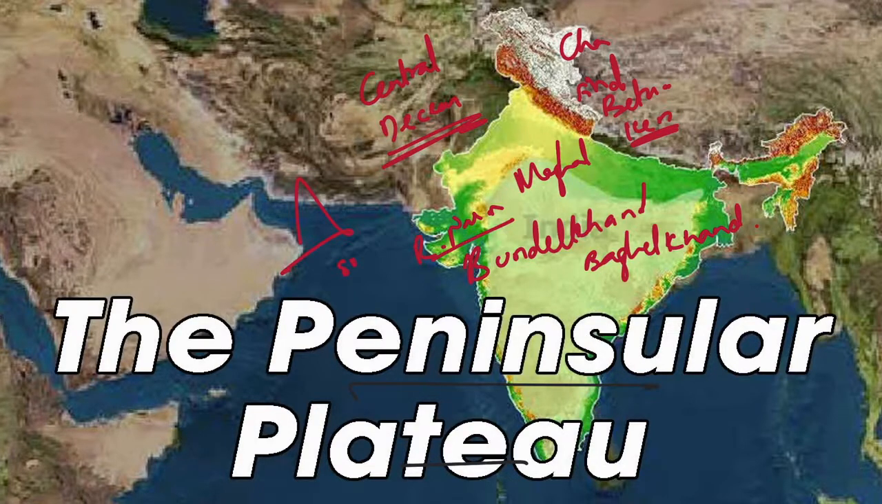The Western Ghats and the Eastern Ghats mark the western and the eastern edges of the Deccan Plateau. The Western Ghats are continuous and they can be crossed through passes only, whereas the Eastern Ghats are not continuous.